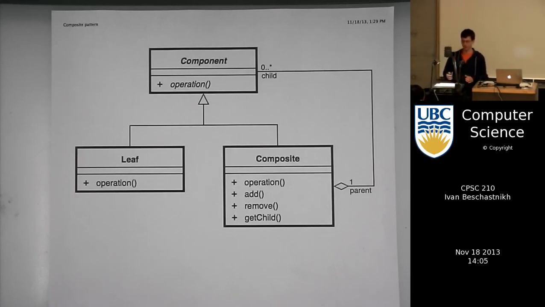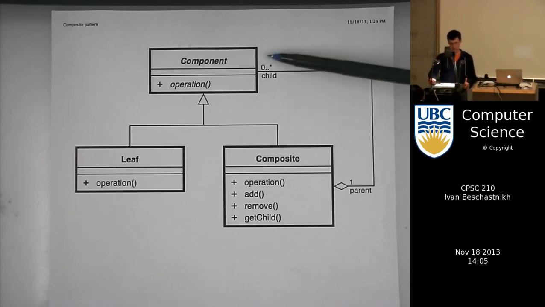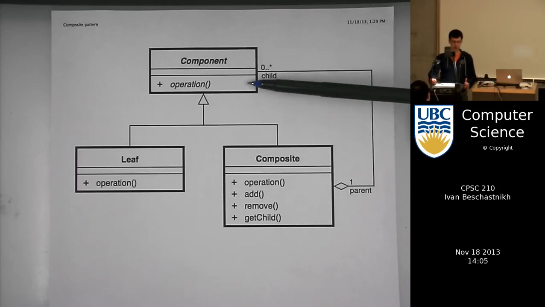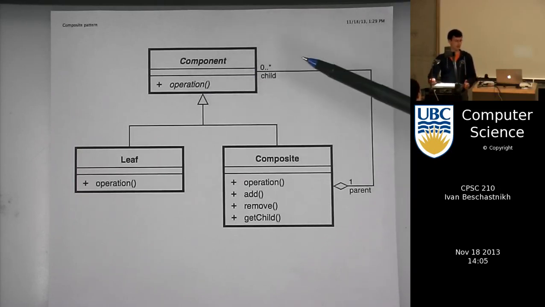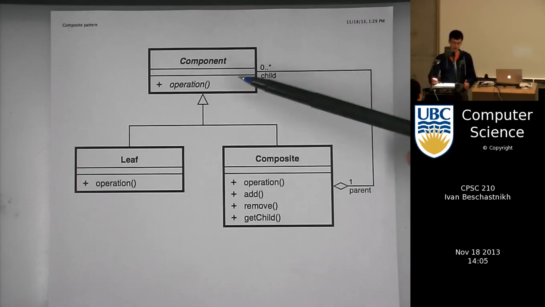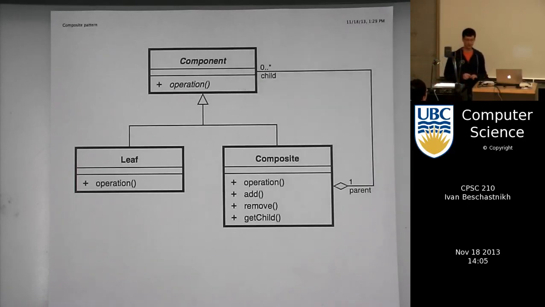Okay, so this UML diagram basically describes it where you have some abstract component, and this abstract component has some operation. So this operation doesn't necessarily have to be named operation, and it could have multiple such operations. Right? It just has some abstract notion of an operation. And what you're trying to do is build a tree that contains essentially versions of this leaf. So like a tree of files and directories.